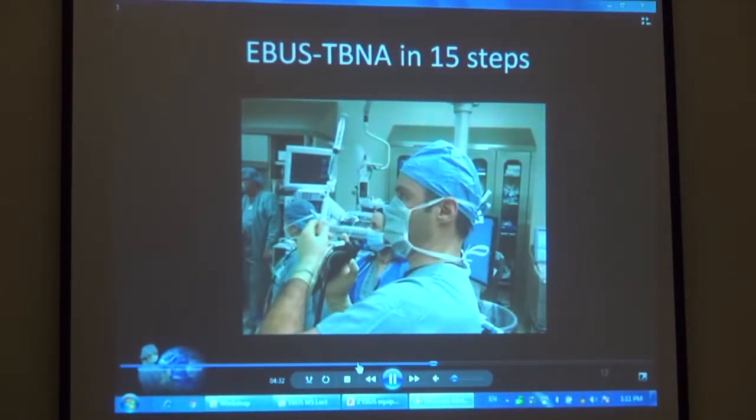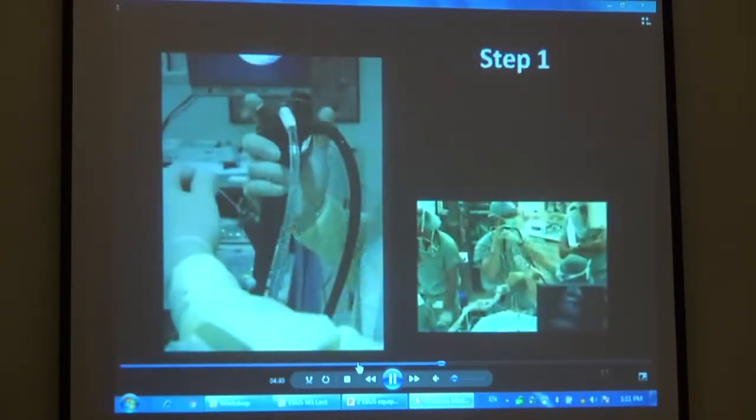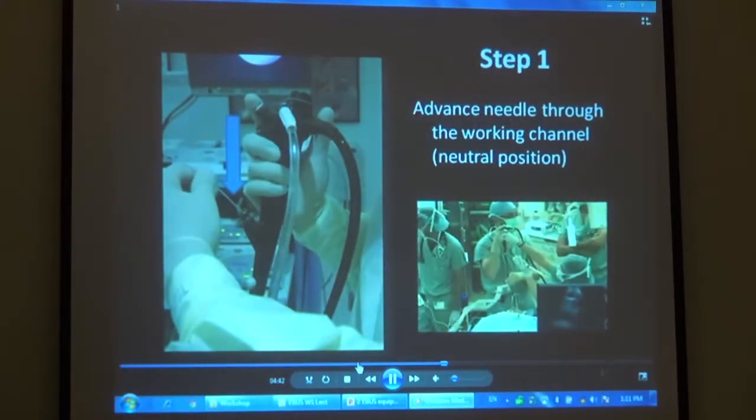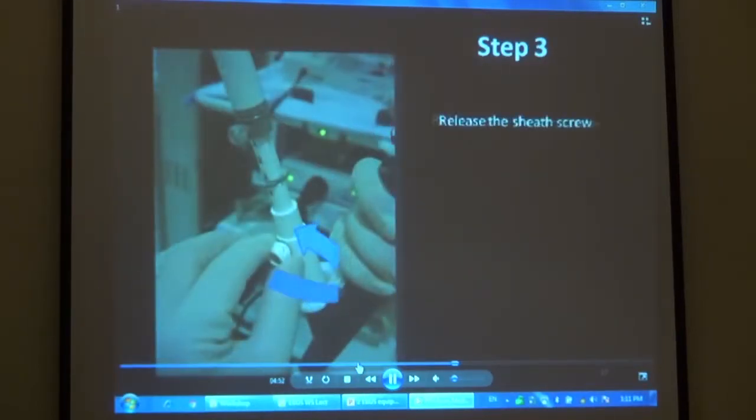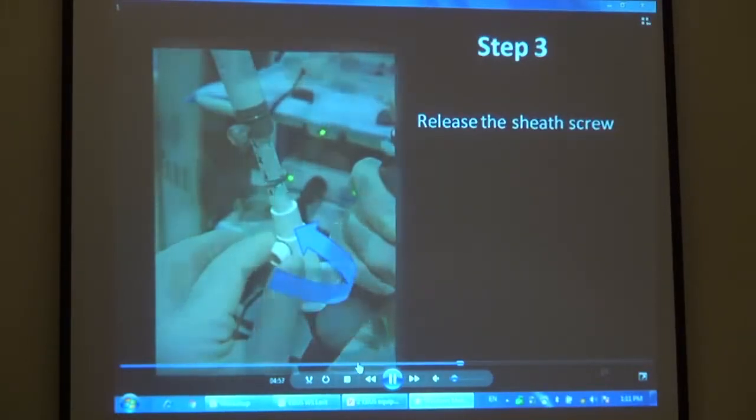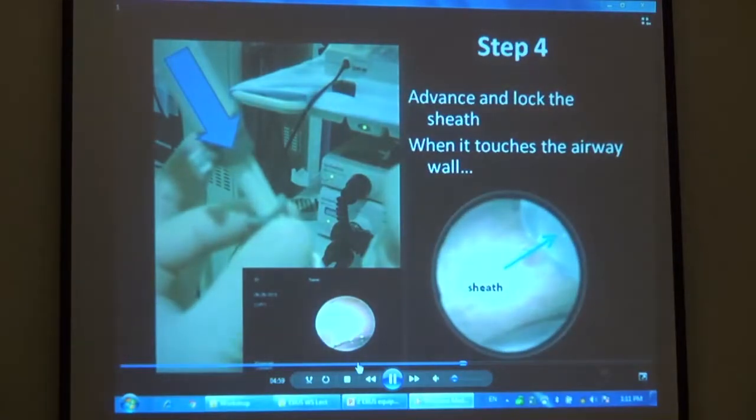Let's now review the EBUS-TBNA procedure performed in 15 steps. First, the needle is inserted into the working channel. Then the housing is secured to the bronchoscope by sliding the flange. The sheath is released by twisting the inferior screw. With the node visualized by ultrasound, the sheath is advanced out of the end of the scope until it slightly touches the airway wall. It is now safe to advance the needle.